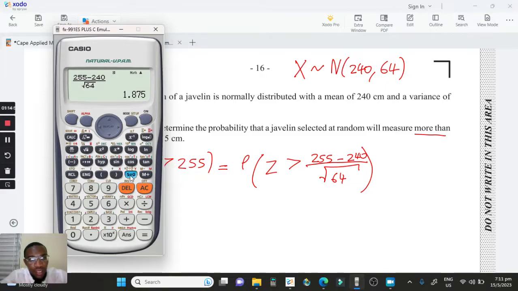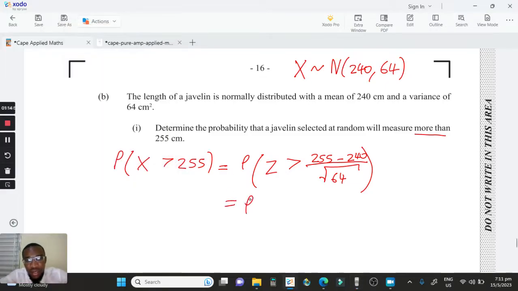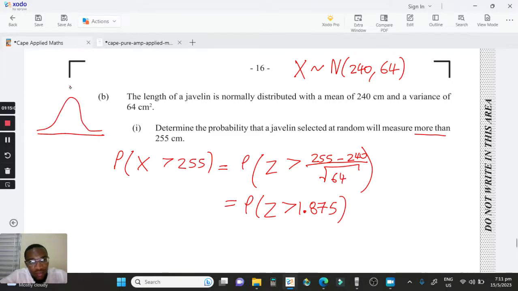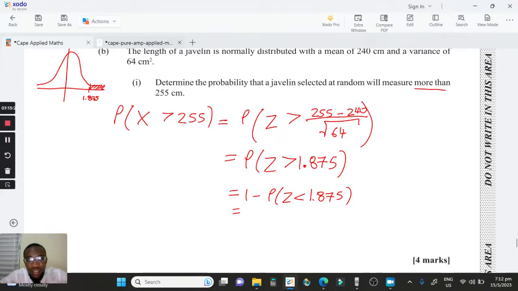That's 1.875. This is the probability z is greater than 1.875. Now if you draw what the normal distribution looks like with mean 0 and variance 1, this is what we have, and we want when it's greater than 1.875, which is this small piece. So in that case, it's going to be equal to 1 minus the probability z is less than 1.875. So now we just look in the normal table for 1.875.